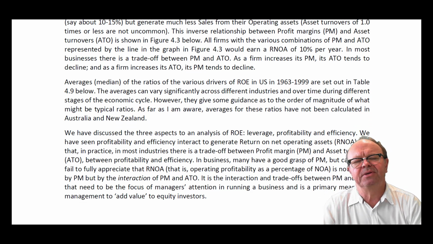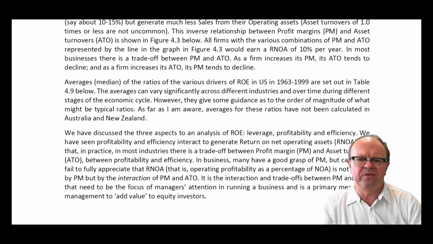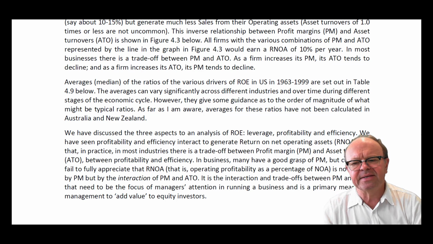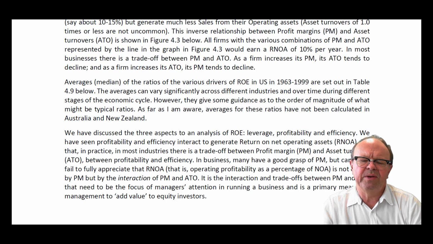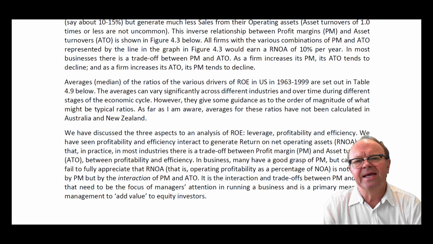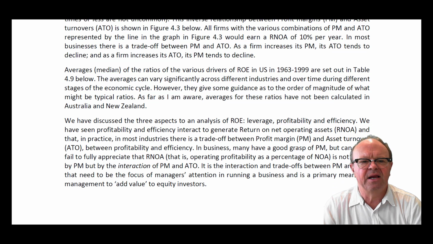This inverse relationship between profit margins, PM, and asset turnovers, ATO, is shown in figure 4.3 below. All firms with the various combinations of profit margin and asset turnover represented by the line in the graph in figure 4.3 would earn a return on net operating assets of 10% per year. In most businesses, there is a trade-off between profit margin and asset turnover. As a firm increases its profit margin, its asset turnover tends to decline. And as a firm increases its asset turnover, its profit margin tends to decline.